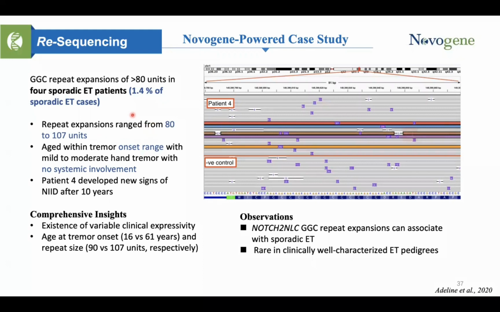All of the 4 had mild to moderate hand tremor with no systemic involvement. It's a reminder that the age at tremor onset and the repeat size may partially account for the variance. In conclusion, the study highlights the observation that NOTCH2NLC GGC repeat expansion can associate with sporadic ET, while remaining rare in the clinically well-characterized ET categories.